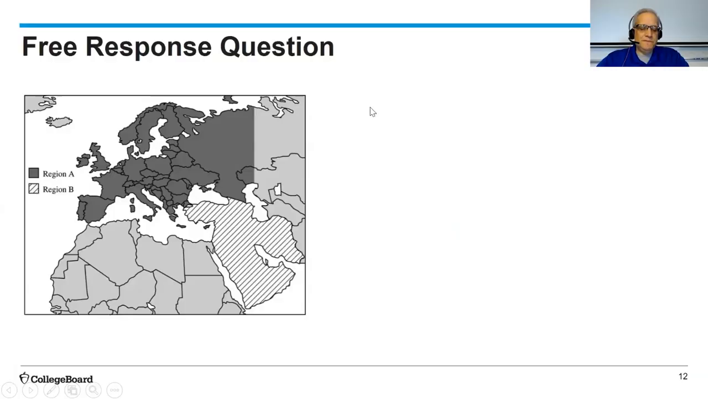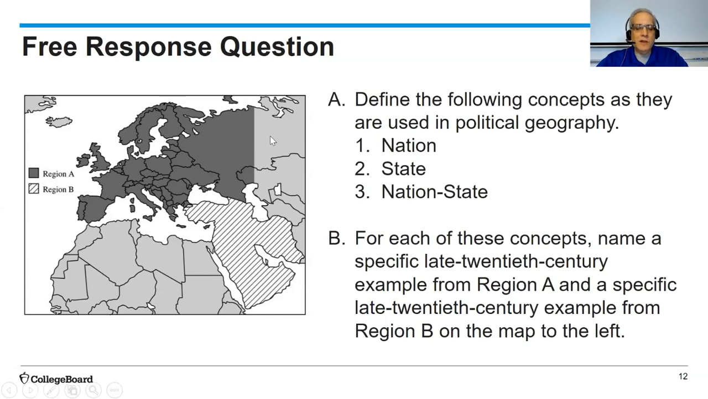So let's practice. Here's a free response question from one of the earlier tests taken for the AP Human Geography test. A, define the following concepts as they are used in political geography: nation, state, nation-state. For each of these concepts, name a specific late 20th century example from region A and a specific late 20th century example from region B on the map on the left.